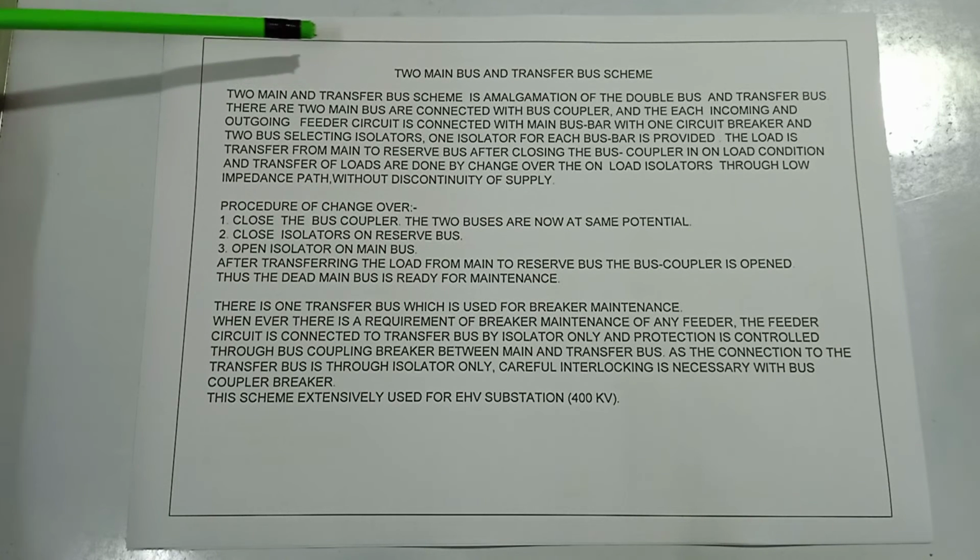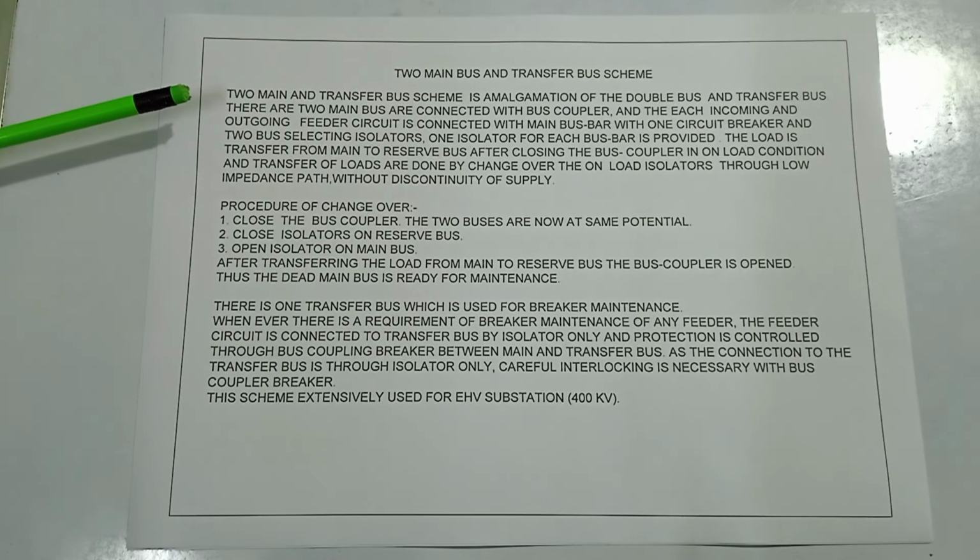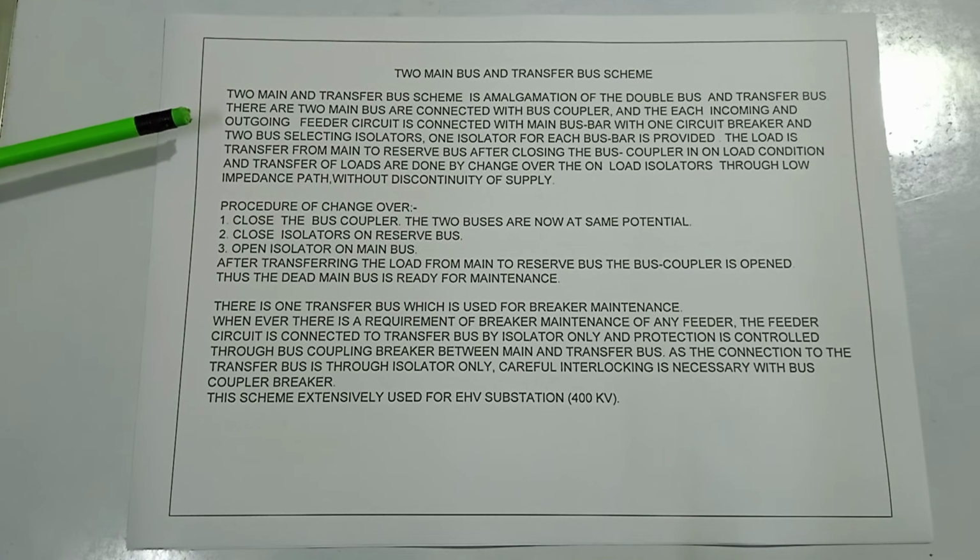Two main bus and transfer bus scheme. Two main and transfer bus scheme is an amalgamation of double bus and transfer bus. There are two main buses connected with a bus coupler, and each incoming and outgoing feeder circuit is connected with the main bus bar with one circuit breaker and two bus selecting isolators. One isolator for each bus bar is provided.